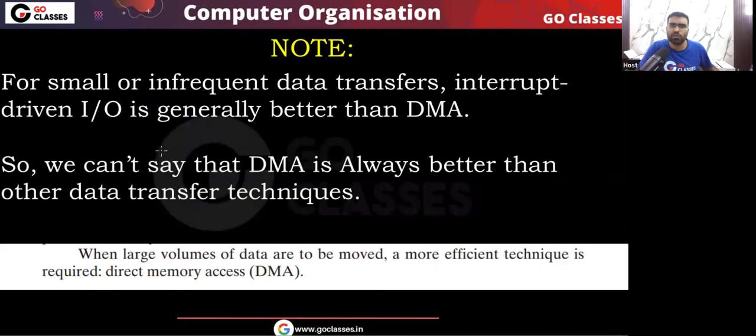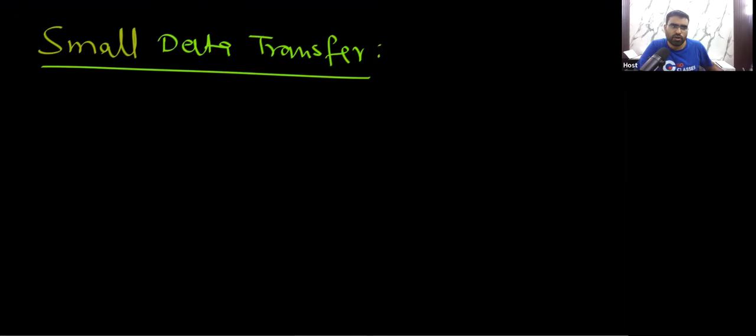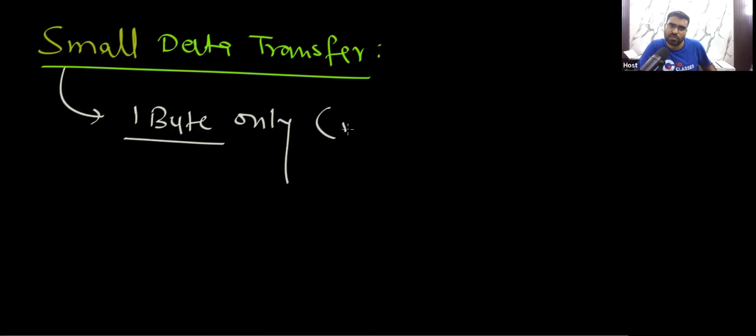Now, one important point I want to tell you. If you have small data transfer, then remember, interrupt driven IO is actually better than DMA. For example, let's assume you only want to transfer maybe 1 or 2 bytes. Assume you only want to transfer 1 byte only. Now tell me, which is better, DMA or interrupt driven IO?